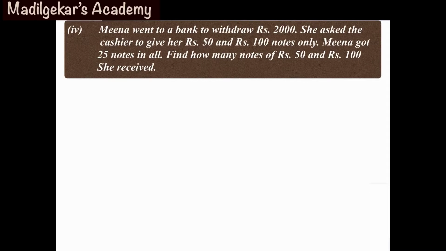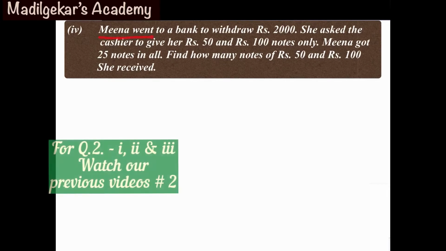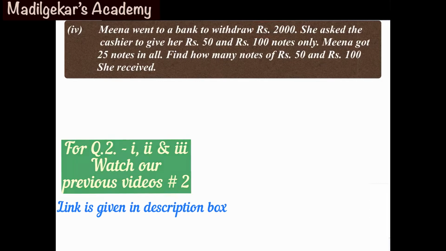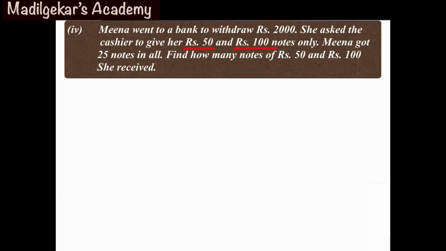Fourth bit. In this, it is given that Meena went to a bank to withdraw rupees 2000. She asked the cashier to give her rupees 50 and rupees 100 notes only. So she wants two types of notes only, rupees 50 and 100. Meena got 25 notes. So the cashier gives her 25 notes. Find how many notes of rupees 50 and 100 she received.